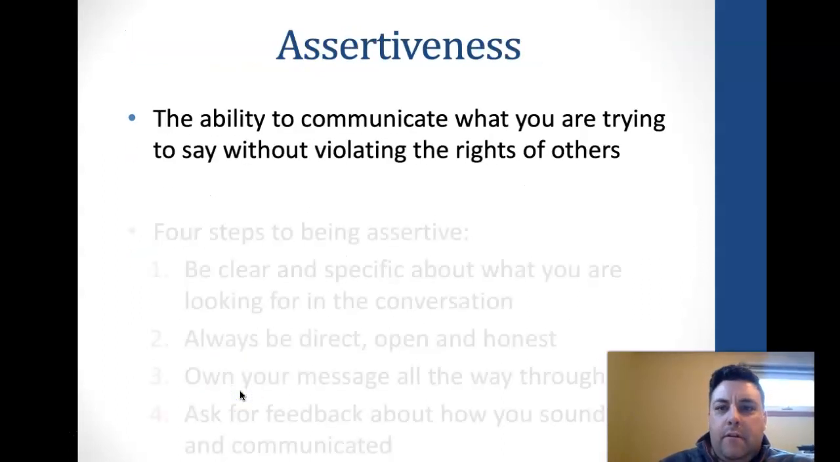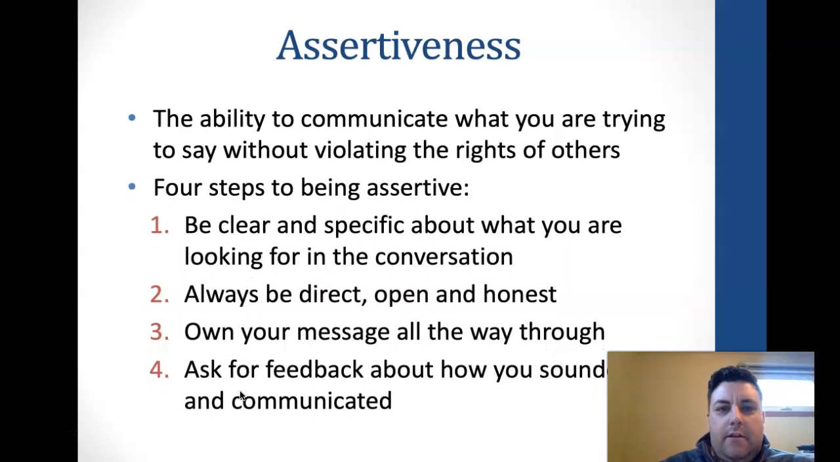Let me just advance this here to the last slide. So assertiveness is something that social workers often develop in the context of supervision. It's the ability to communicate what you're trying to say without harming other people. The book uses the term violating their rights. And they list 4 steps in being assertive: clearness and specificity, being direct, open, and honest, standing behind your message, and then asking for feedback about how this went.